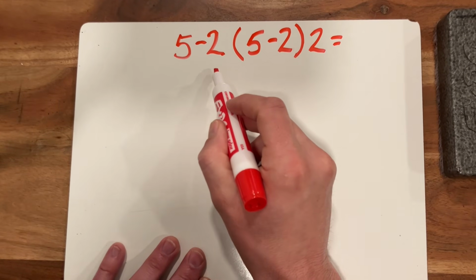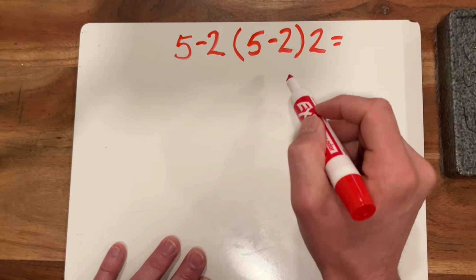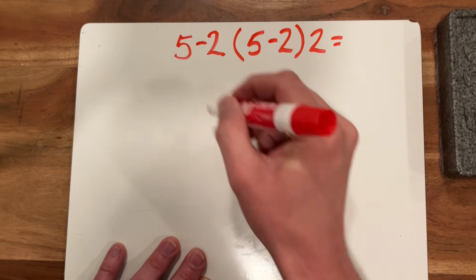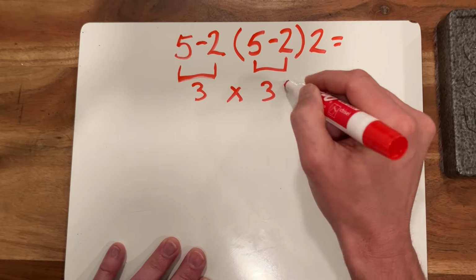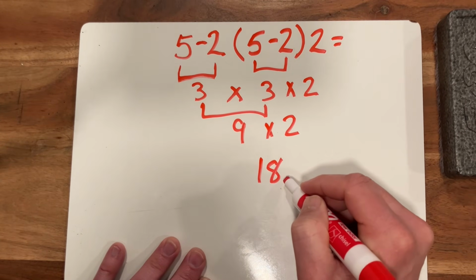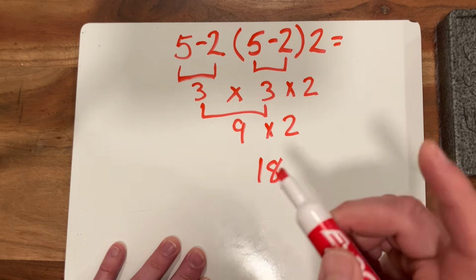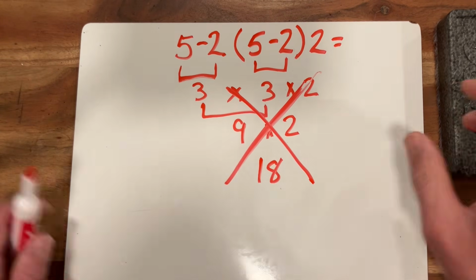5 minus 2 times 5 minus 2 times 2. Welcome to your math challenge. Let's do this. The answer to our equation today, 18, but that would be incorrect. Let's try this again.